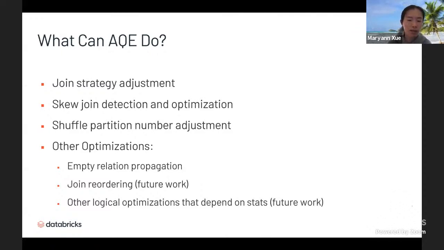And then there are other optimizations we can do, like empty relation propagation or join reordering, which is yet to be implemented, or other logical optimizations that depend on runtime stats or query info.